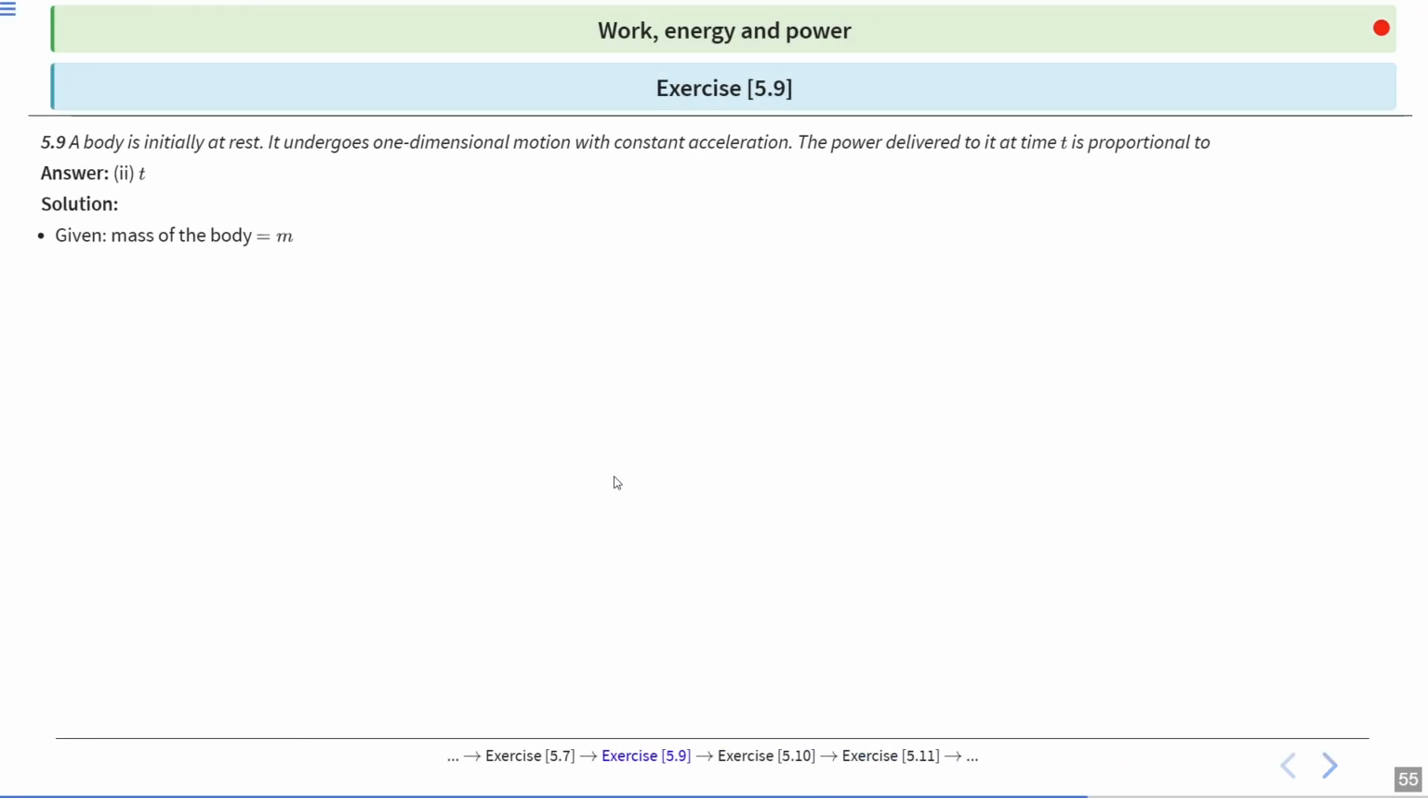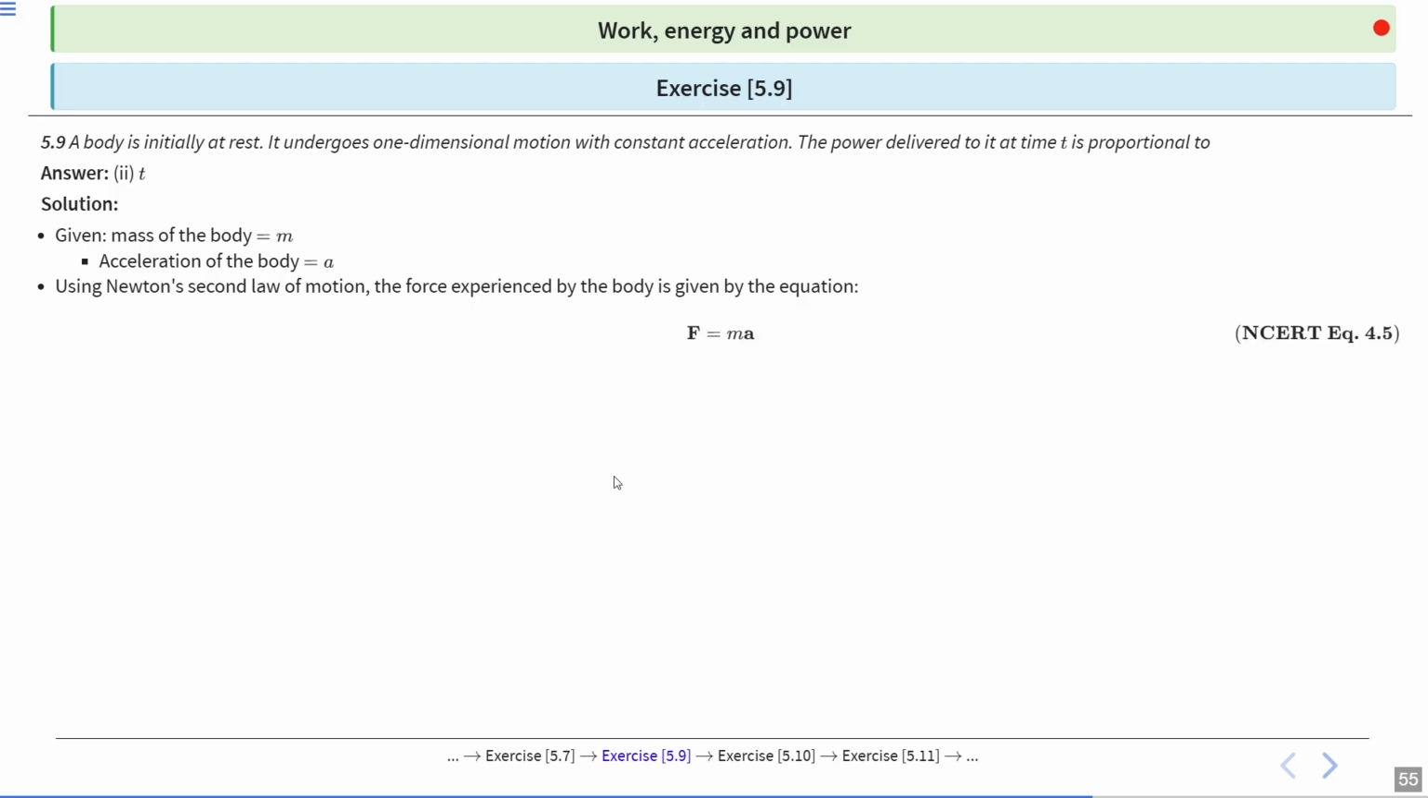Let's see the solution of this question. The given quantities: mass of the body is m, acceleration of the body is a. Using Newton's second law of motion, the force experienced by the body is given by force is equal to mass into acceleration. Both m and a are constants, so hence force will also be constant. It means F is equal to constant. Let this be equation first.